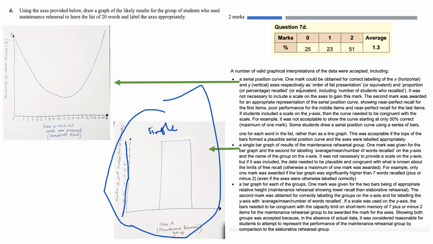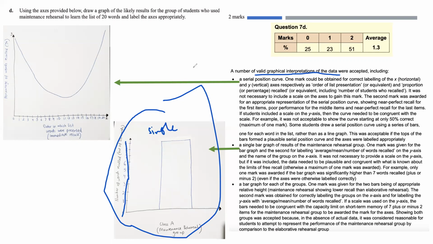This assessor's report for this question is so long. They talk about scatter plots. They talk about other mathematical ways their students represented it. Any valid graphical interpretation of the data was accepted, whether that's a bar graph, a line graph, or a serial position curve. It was basically all accepted there.